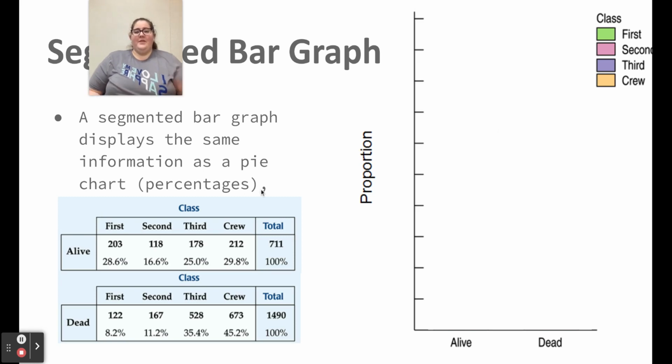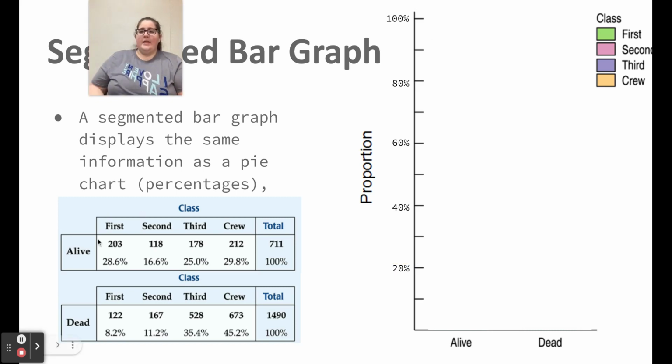A segmented bar graph is basically where we stack it on top of each other. But I want to use proportions instead of numbers, which is why I found the percentages here. So I'm going to label my y-axis with proportions or percents. And I'm going to go all the way up to 100 on my y-axis because, again, I'm going to stack these bars on top of each other, and we know that they add up to 100%.